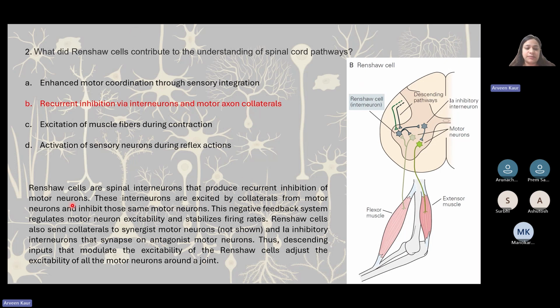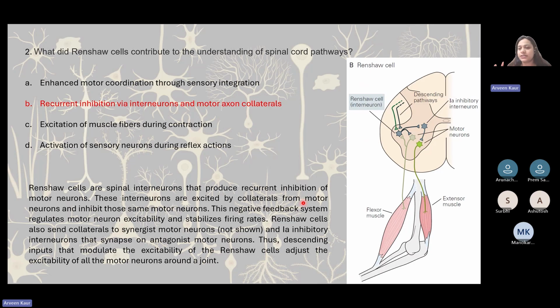This negative feedback system regulates motor neuron excitability and stabilizes firing rates. Renshaw cells also send collaterals to synergist motor neurons, which is not shown over here, and to IA inhibitory interneurons that synapse on antagonist motor neurons, which is seen over here. Thus, descending inputs that modulate the excitability of Renshaw cells adjust the excitability of all motor neurons around the joint.